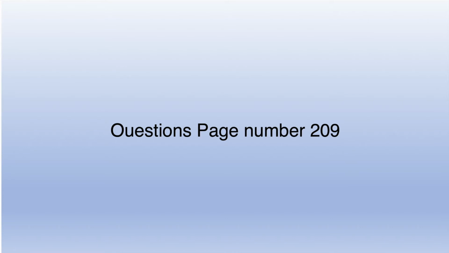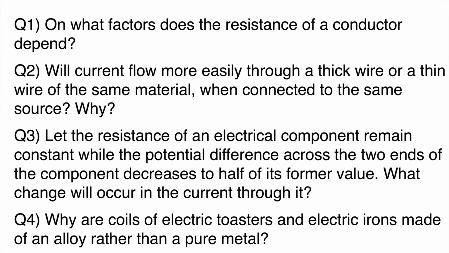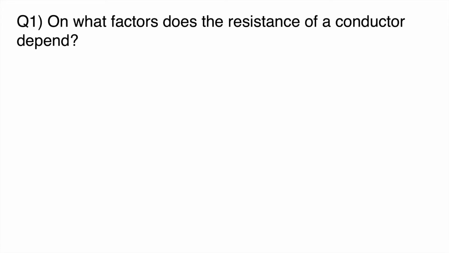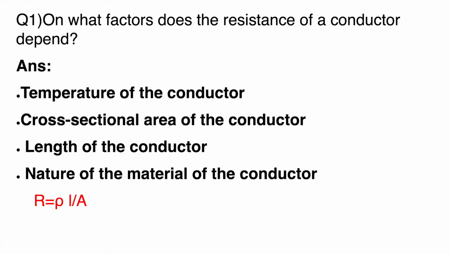Questions from page number 209. These are the questions. Question number 1. On what factors does the resistance of a conductor depend? Resistance of a conductor depends on these things: temperature of the conductor, cross-sectional area of the conductor, length of the conductor, nature of the material of the conductor.